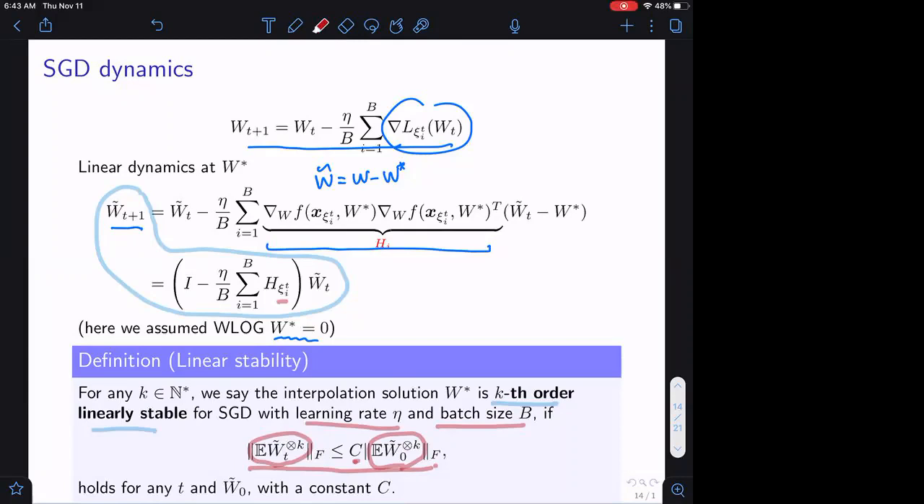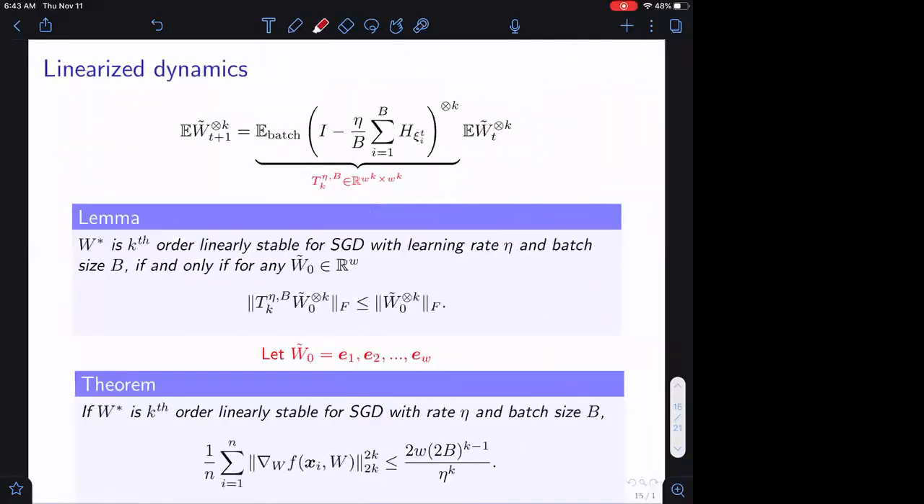Now, here the K does not correspond to how many steps I run in my neural network. It's really a statement about the moments. I'm studying the moments of this random variable W star T. Now, by taking this expectation of this linearized dynamics, I get this relationship between the moments of the next step, T+1, and the moments of the previous step.